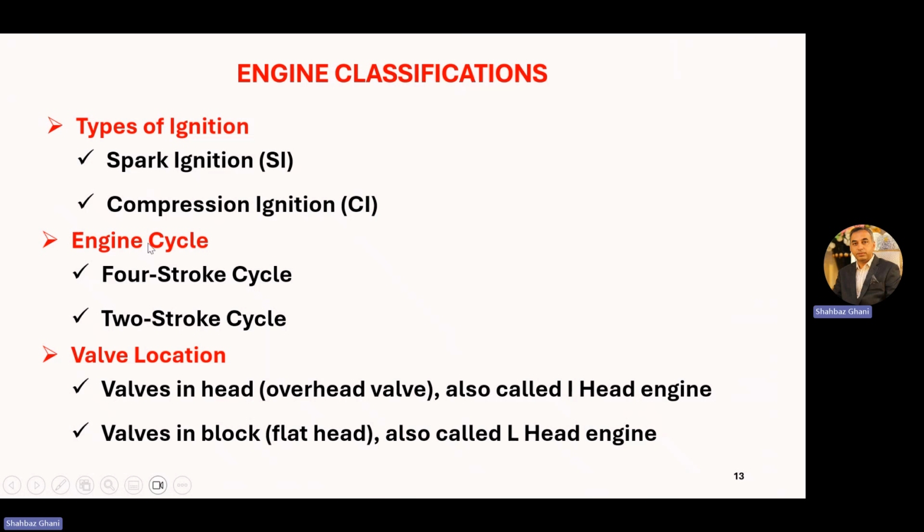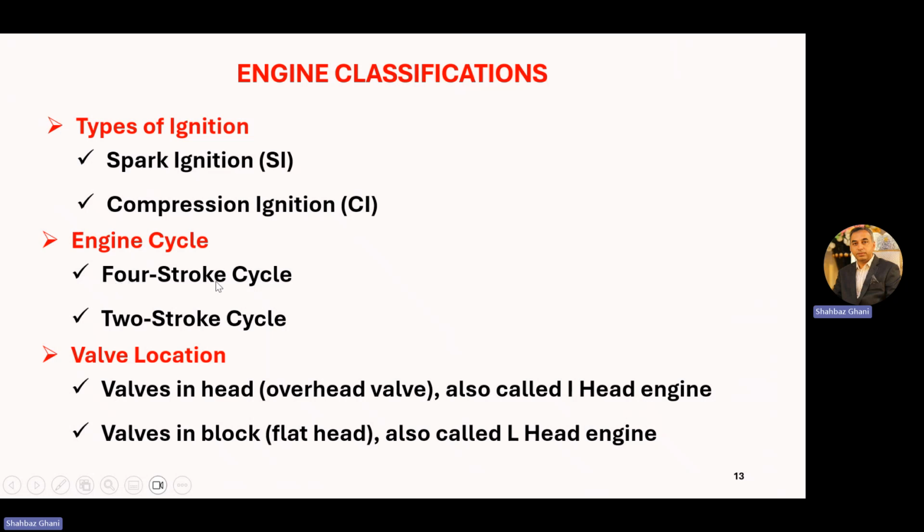Now, with respect to the engine cycles, we have the 4-stroke cycle. Let me explain the strokes now. In 4 strokes, the first stroke is the intake stroke. Then the second stroke is the compression stroke. The third stroke is your power stroke or expansion stroke. And the fourth stroke is the exhaust stroke.